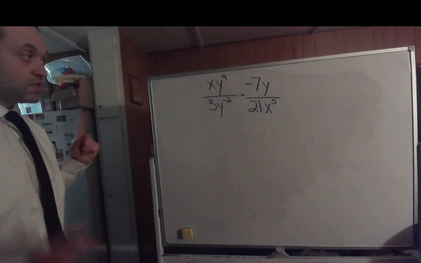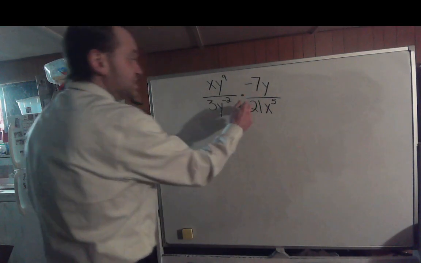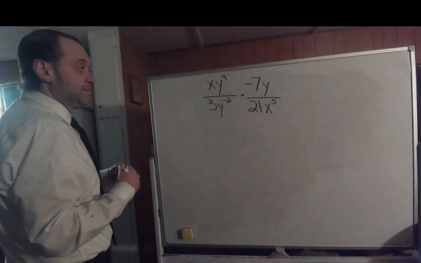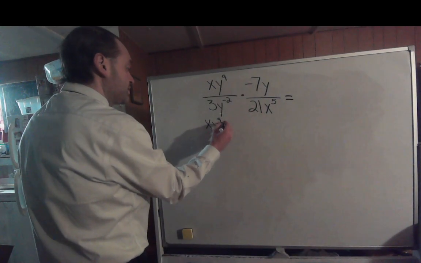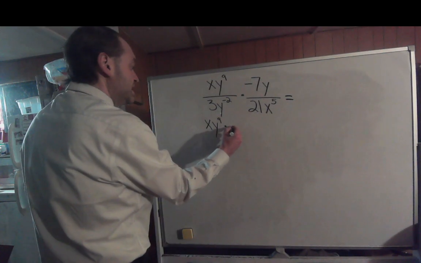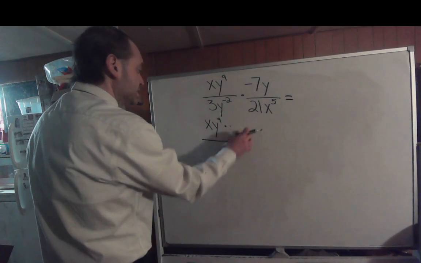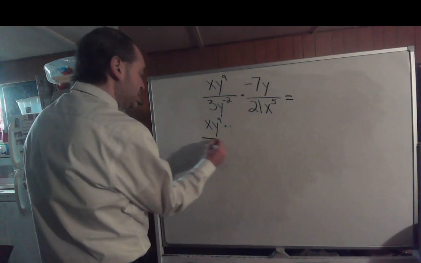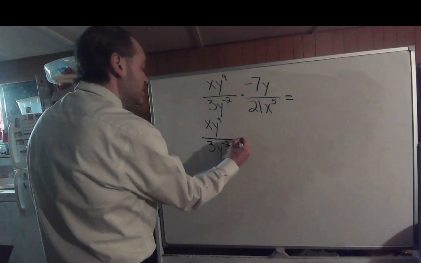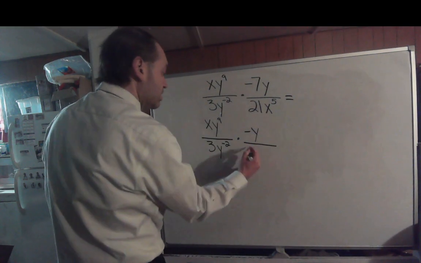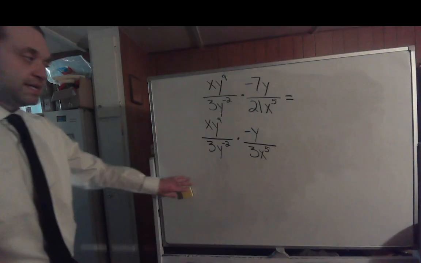Well, start by looking for anything that'll cancel. We notice the negative 7 and 21, right? We could factor out a common 7. This could simplify into xy to the 9th times negative y. Let's write that separately still. xy to the 9th over 3y to the negative 2nd times negative y over 3x to the 5th. So that's simplified a little bit.